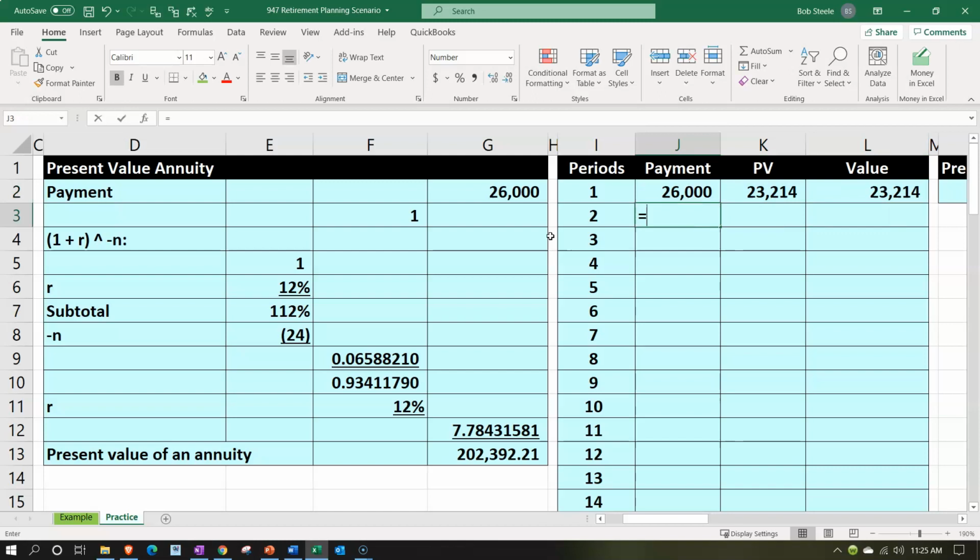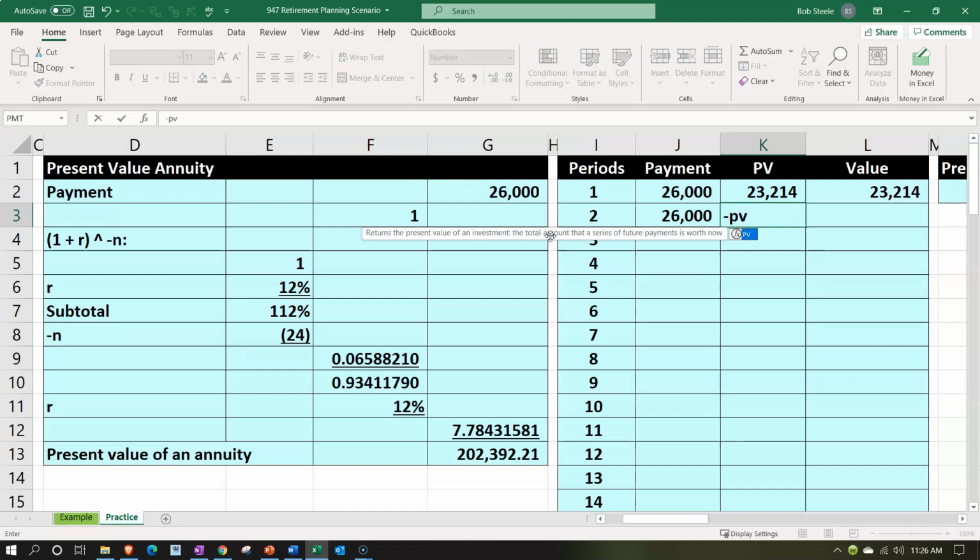Let's do it again. This is going to be equal to the 26,000. We'll present value again. Present value of 1. This is going to be, I'm just going to say negative this time instead of equals. Negative PV, shift 9. Rate 12%, comma, number of periods 2 this time because it's 2 periods out, comma, comma, and then we're going to go to the future value, which is the 26,000, and enter. So there we have it.